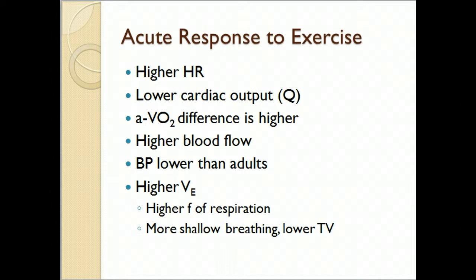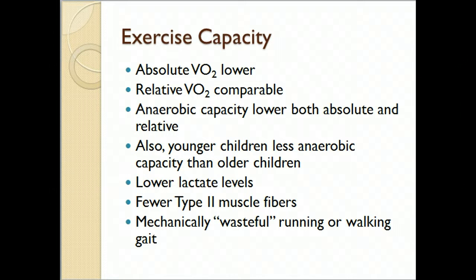They also have a higher minute ventilation, that's V sub E, so a higher frequency of respiration, or respiratory rate, but they're going to have a lower tidal volume. They're going to take in less air. The amount of air that they breathe per breath is going to be smaller than an adult. So a higher frequency of respiration and a lower tidal volume. On an exercise capacity basis, it makes sense.